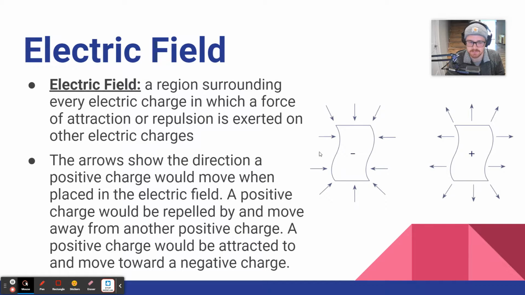So when you have two things that are wanting to attract more objects towards one another, next to one another, basically what you're creating is a space that doesn't really know what to do. It's kind of pushing away from one another because they're trying to outcompete one another, and while they're trying to outcompete one another, they push each other away. So anyway, the arrows show the direction the positive charge would move when placed in the electric field. A positive charge would be repelled by and move away from another positive charge. Okay, a positive charge would be attracted to and move towards a negative charge.